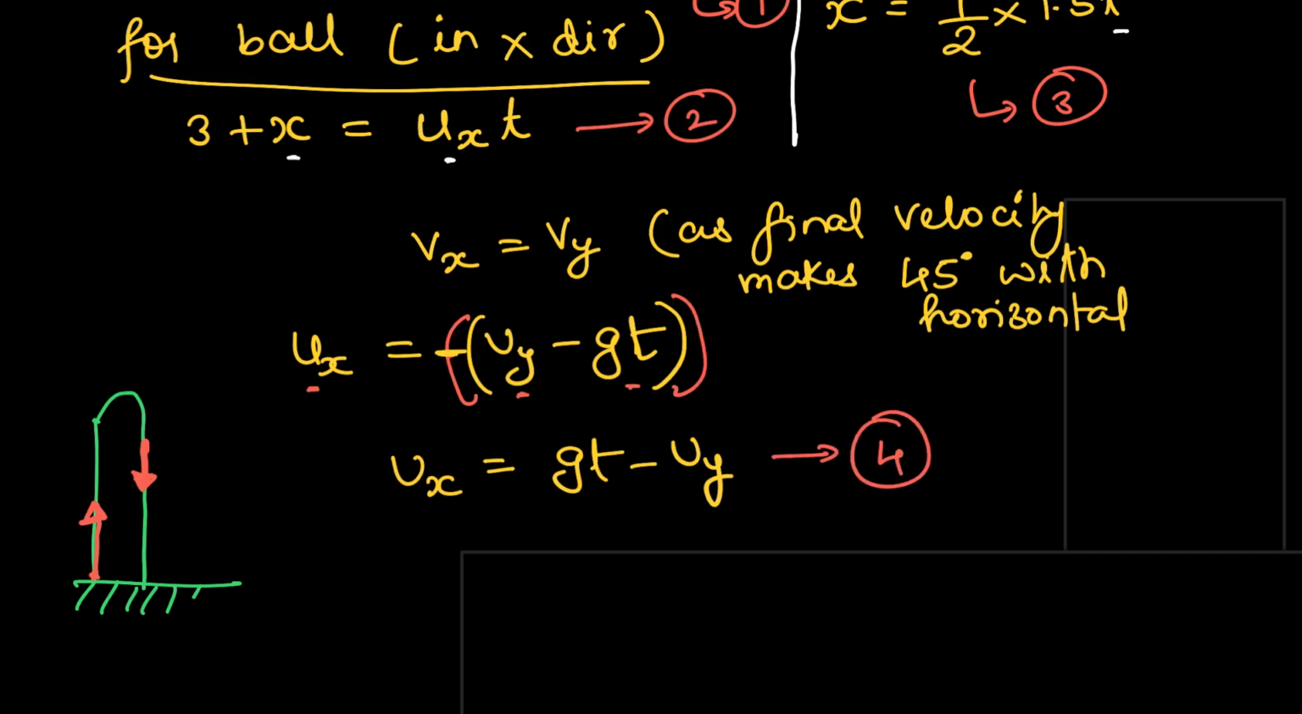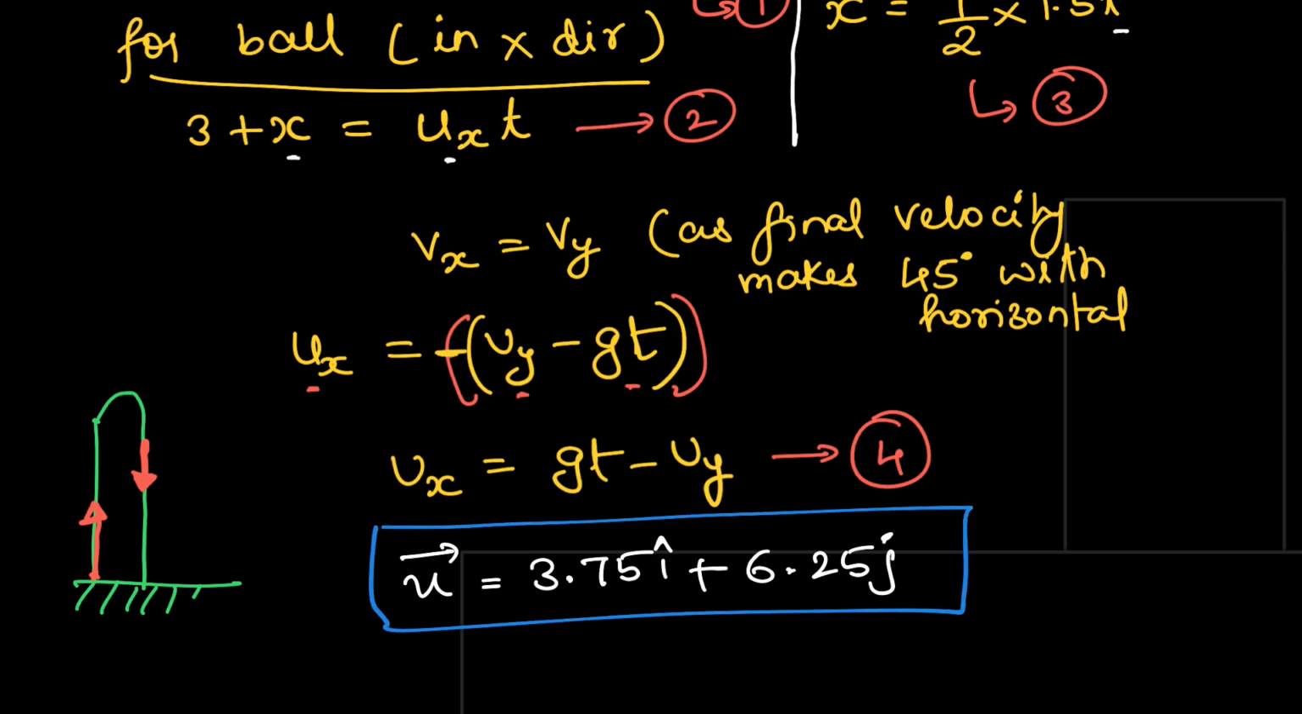Now when we solve these four equations, we get the value of u bar as 3.75 i cap plus 6.25 j cap and time t equals to 1 second. The detailed calculation of solving these four equations is given below. You can have a look there.